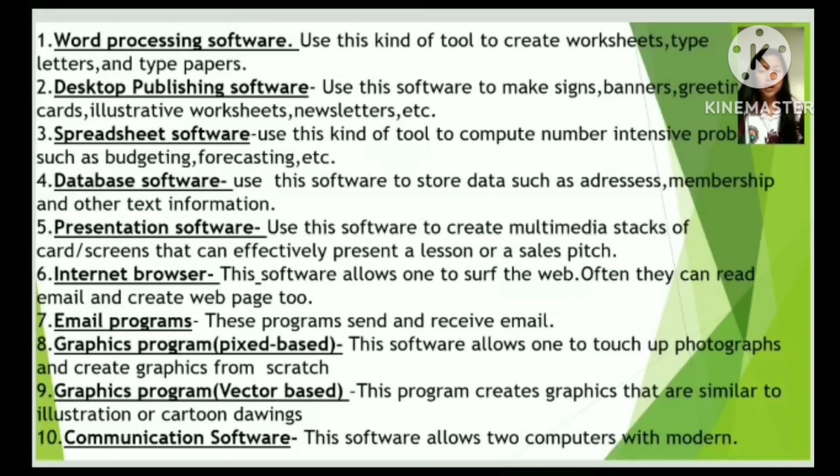Number 10 is communication software. This software allows computers with modems to communicate through audio, video, and or chat-based means. Communication software is used to provide remote access to systems and exchange files and messages in text, audio, and or video formats between different computers. Examples are MS NetMeeting, Instant Messenger, IRC, ICQ, or QQ.